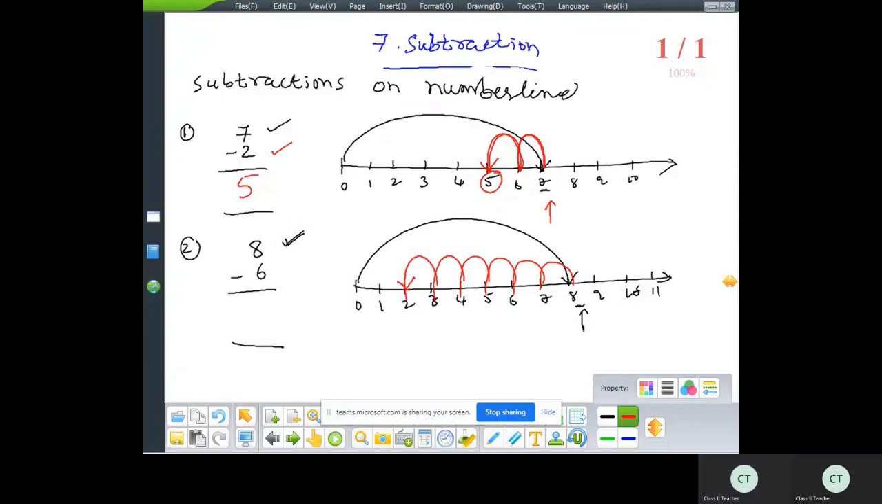From 8, we move backward with 6 steps. 1, 2, 3, 4, 5, 6. Yes. Now our arrow mark at 2. 8 minus 6 is equal to 2.